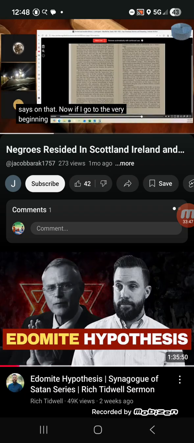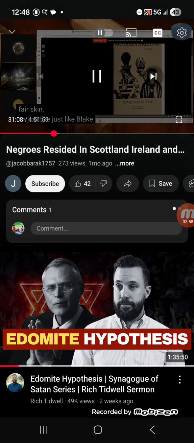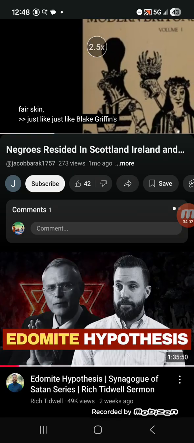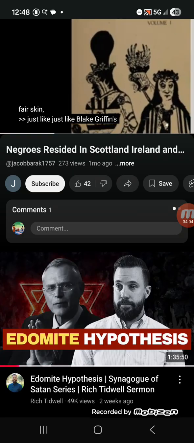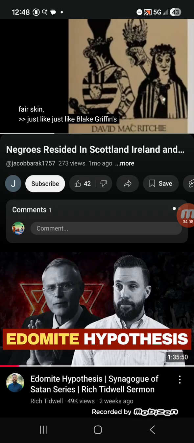Now, if I go to the very beginning of this same book, because we're talking about the ancient Britons, we already established that this Norman knight, these swarthy men, were marrying women of fairer skin. Just like Blake Griffin's father. Oh wow, I didn't even really peep that. There you go, right there to the left. Wow.